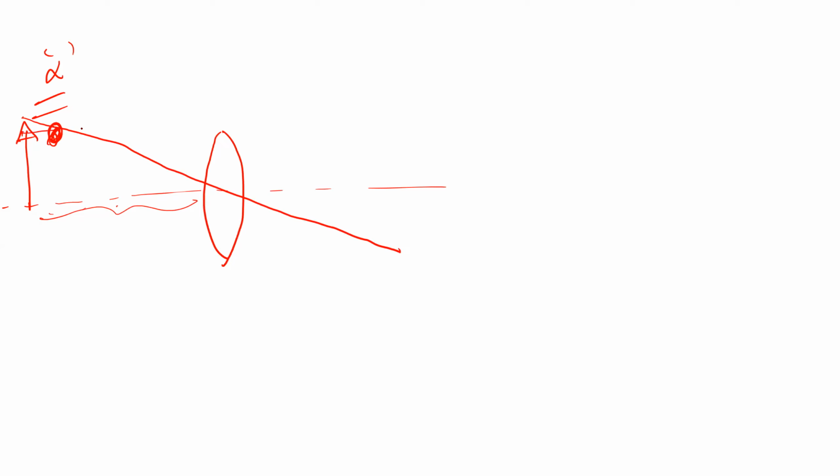Another ray, a parallel light ray, I'm taking. It will pass through the focus, right? So the image will be at the focus. This will be the focus. When the light ray is at infinite, the image will be formed at the focus.